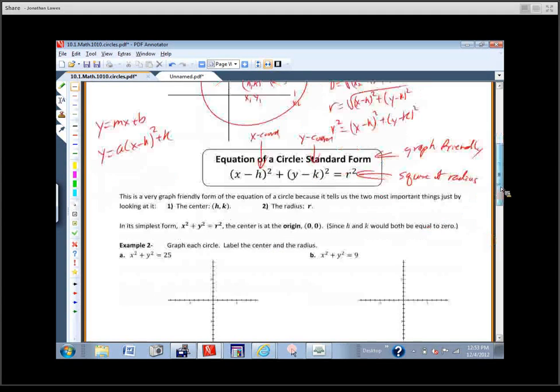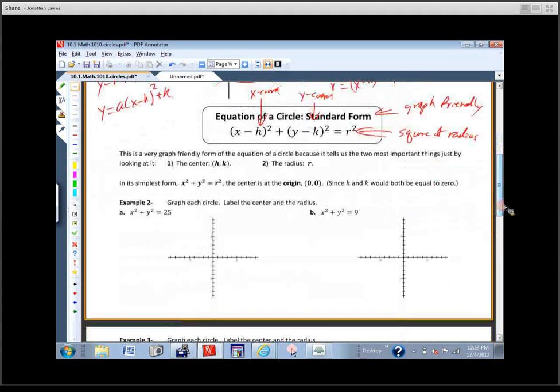So in its simplest form, it looks like this. x squared plus y squared equals r squared. Now, the only way you could get x minus h quantity squared to be an x squared is if h is 0. And k would also have to be 0. So this is a circle that's centered at the origin because both h and k would be 0. So if we're given something like this, even though these look pretty ugly, they're actually really easy to do.